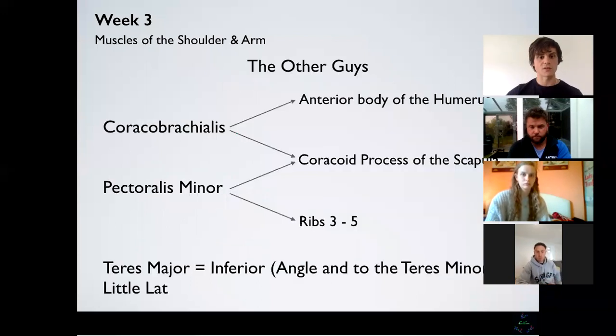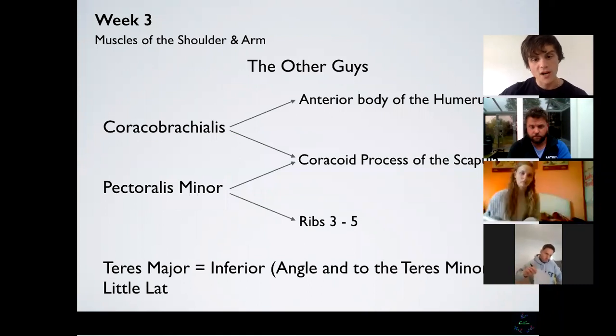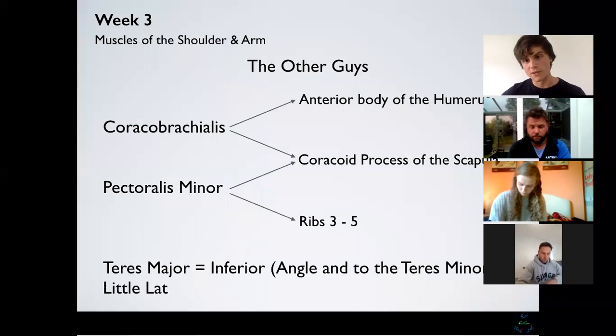And then we've got that. Now the other guys, the guys that we can't leave out. We're thinking about the shoulder and the arm, because we've got the rotator cuff, we've got the extensors and the flexors of the elbow, and we've got the deltoid on top, but we can't forget some guys which are also important. We've got the coracobrachialis, which is one we started with. We've got the pectoralis minor.